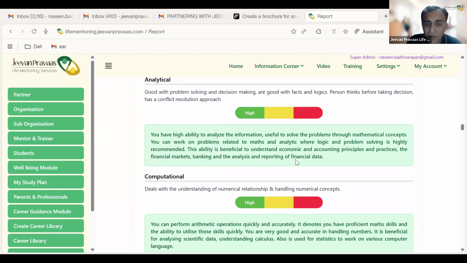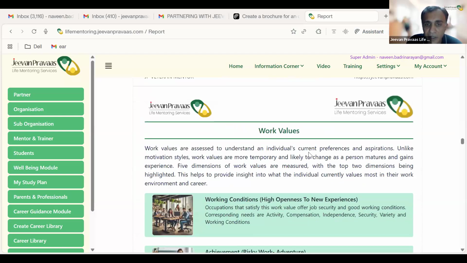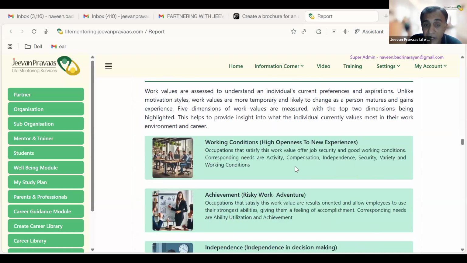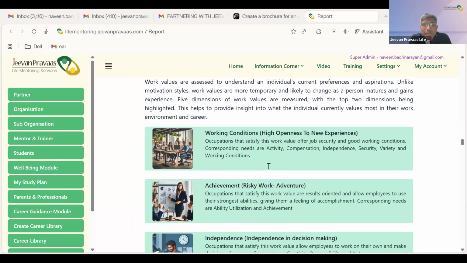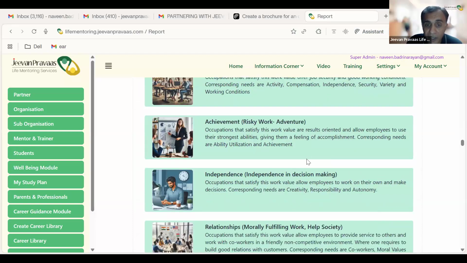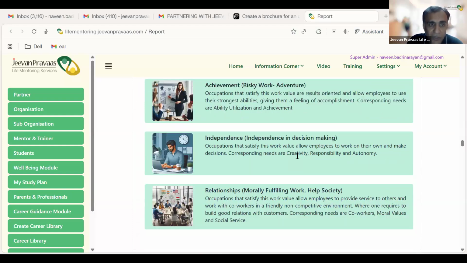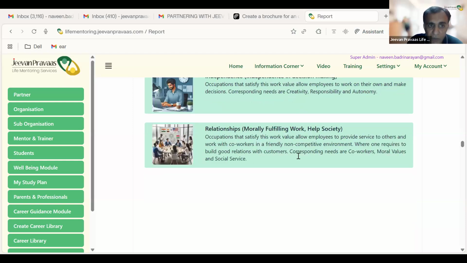Right. Then abilities, of course, you have marked most of it high, which is not very important here. But work values are important. If you look at it, there is high openness to new experiences. You're looking at risky work, more result-oriented work, and independent work. Then there is morally fulfilling work and helping society, which is why you are here today. These values will change depending on your age and your maturity. Today, these are your work values.